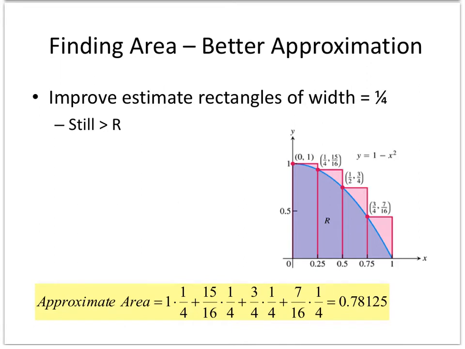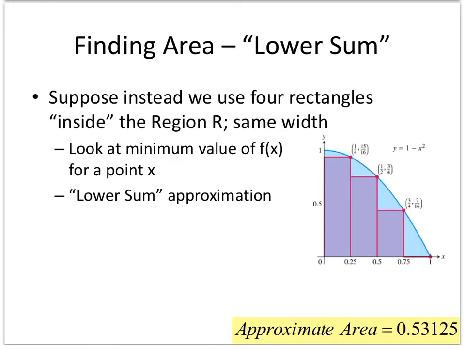But all I'm doing is, if you notice, the width of each one of these is 1/4. So I'm taking the height times the width, the height times the width. So you can see the width is 1/4 on each one. And then I sum up all of those areas, and that gives me a better approximation. But again, this is still larger than my actual area.